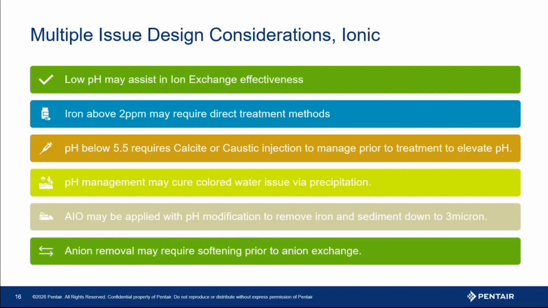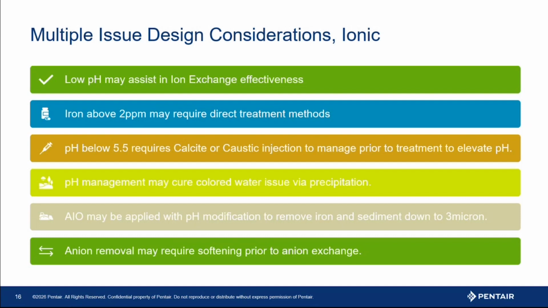Remember, the vast majority of pH modifications used in iron removal are there just to keep hydroxide in the water for precipitation, a pH above 7. So understand we want to keep that pH below 8.5 at the top end so we don't create colloidal particulate that goes through our system and out to the home. Anion removal may require softening, cation softening prior to anion exchange. Understand that dynamic when you select tannin medias for iron removal or for anion removal.